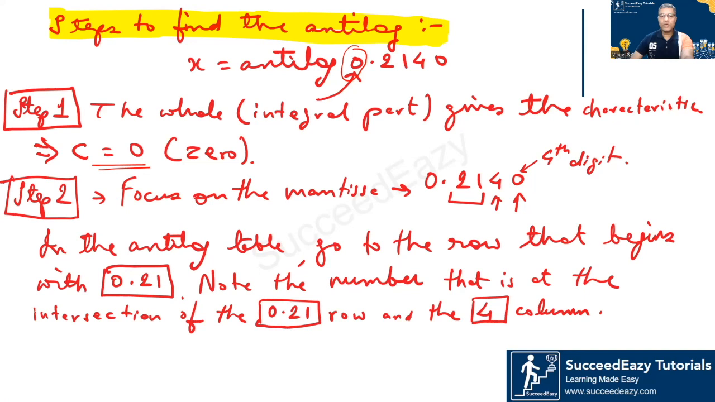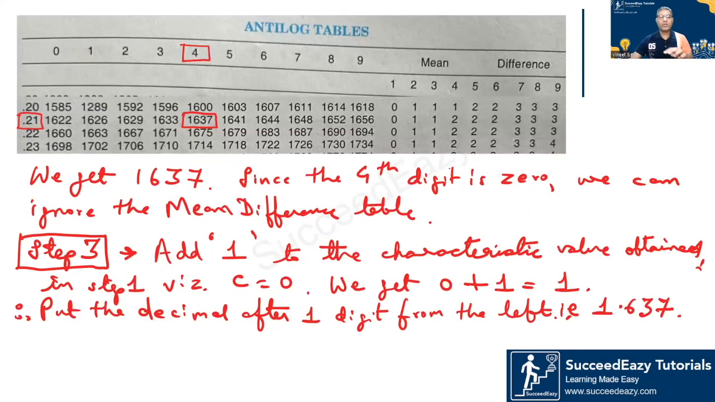Now, step 2 is to focus on the mantissa, that is the fractional part. The fractional part here is 0.2140. The first two digits are 0.21, the third digit is 4, and the fourth digit is 0. In the anti-log table, go to the row that begins with the first two digits, meaning 0.21. Note the number at the intersection of the 0.21 row and the fourth column. Let's look over here. The 0.21 row and the fourth column, the intersection is 1637.